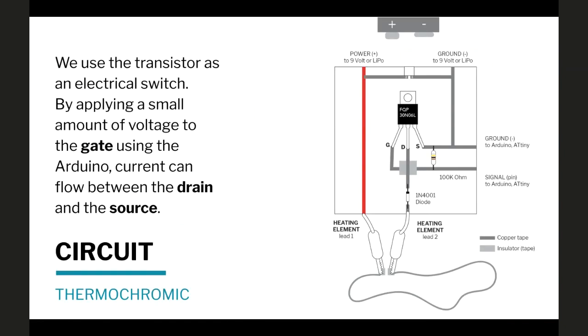So we use the gate as a switch. The way that this works is we apply a small amount of voltage through the Arduino, as you can see in that teal arrow. When we do that, we basically lift a little latch and we allow current to flow between the source and the drain.